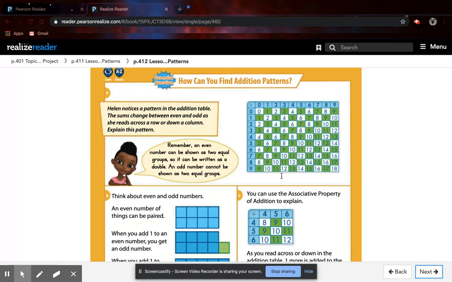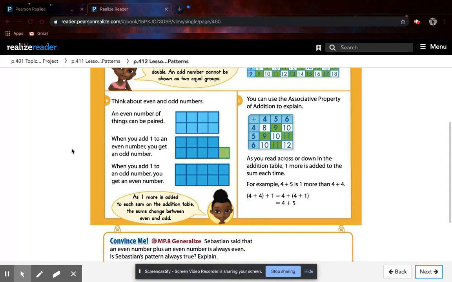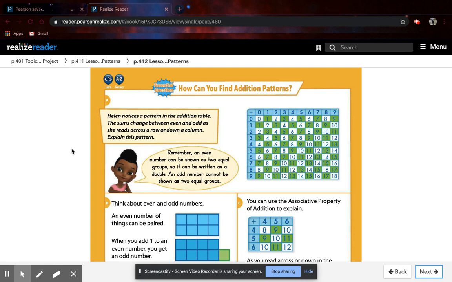So on the next page, on page 412, it asks, how can you find addition patterns? Remember, this is just the example box. There's no work that you need to do as long as you're reading through this in your packets every day.